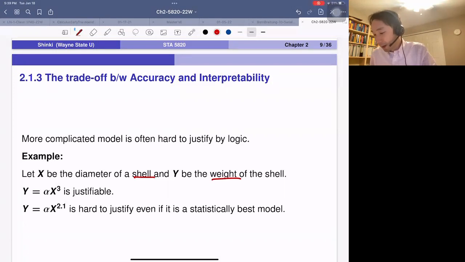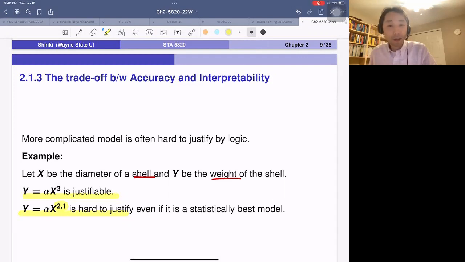Generally speaking, it's logical to assume that weight is proportional to the cube of the diameter. So y is equal to alpha times x cubed. This is justifiable, and it's easier to interpret. But if we just use data and optimize this exponent, then possibly y equal to alpha times x to the power 2.1 is better in terms of prediction accuracy.